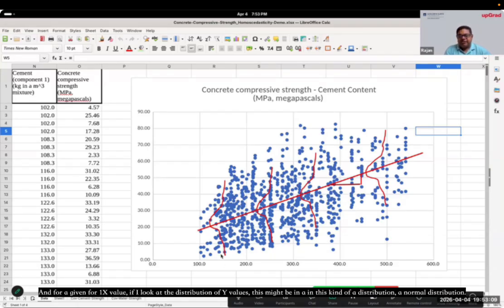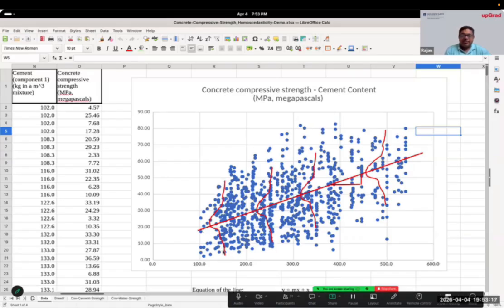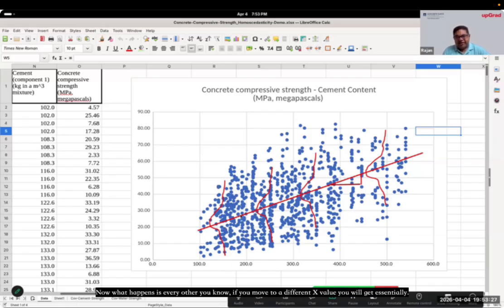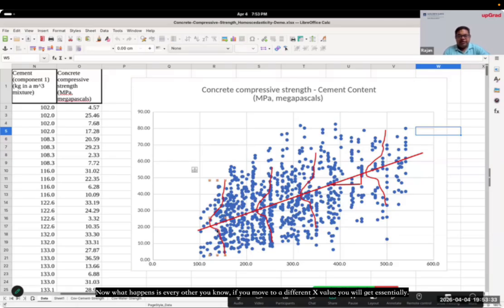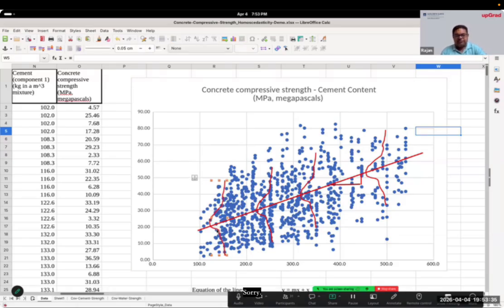And for one x value, if I look at the distribution of y values, it might be in this kind of a normal distribution. Let's assume this is normal. Before getting anything, they want to understand whether there will be a market for such a plan. Now if you move to a different x value, you will get essentially the same normal distribution, just slightly vertically displaced, but the shape of it will remain the same.